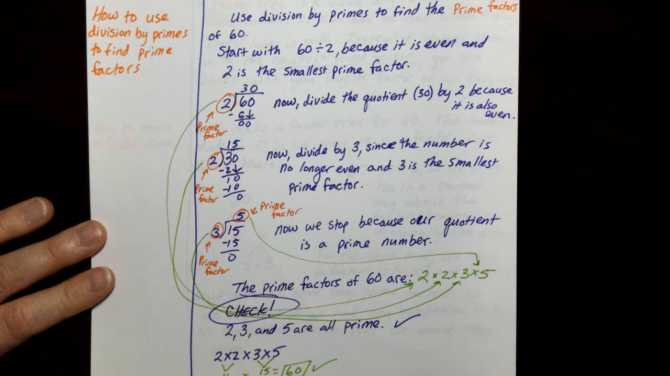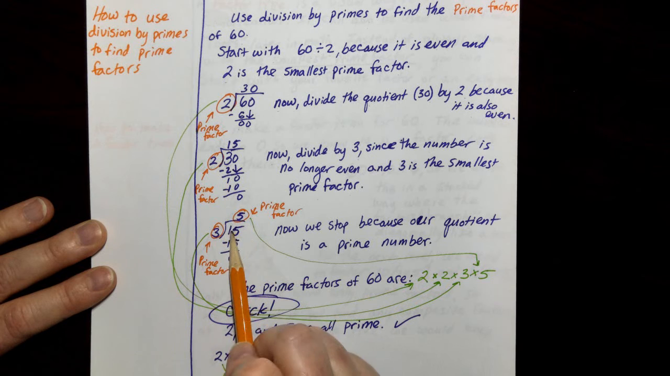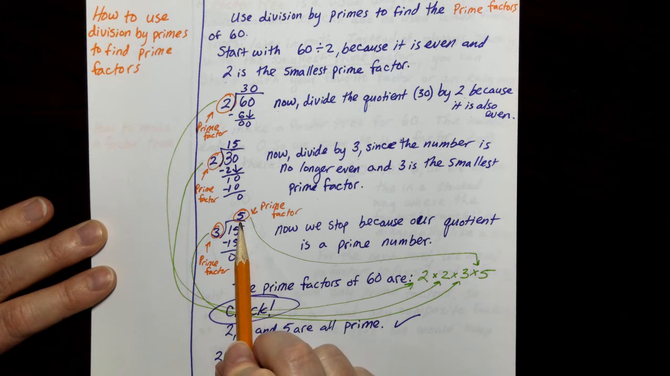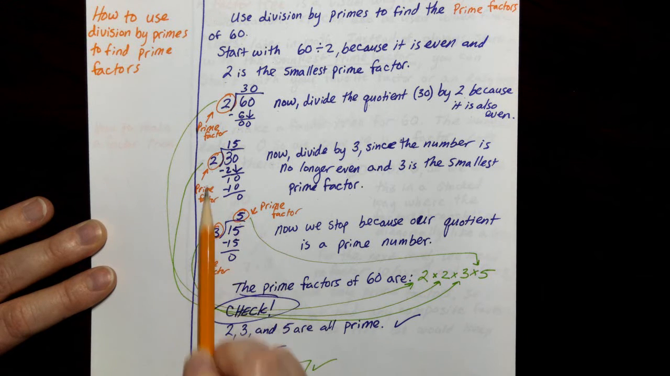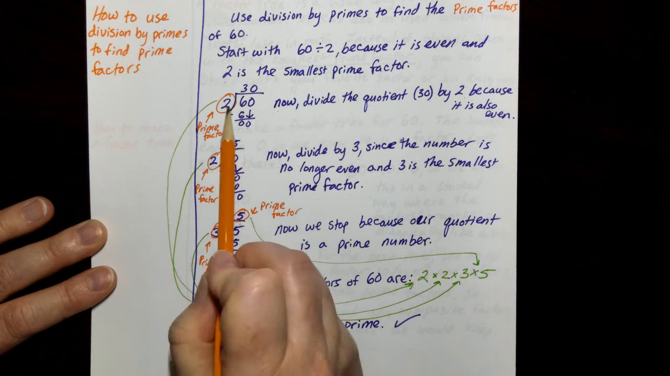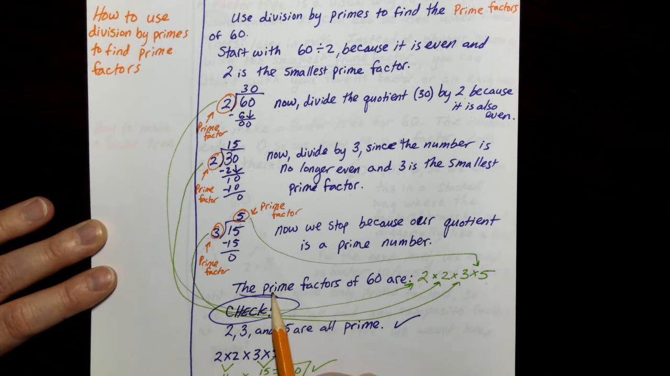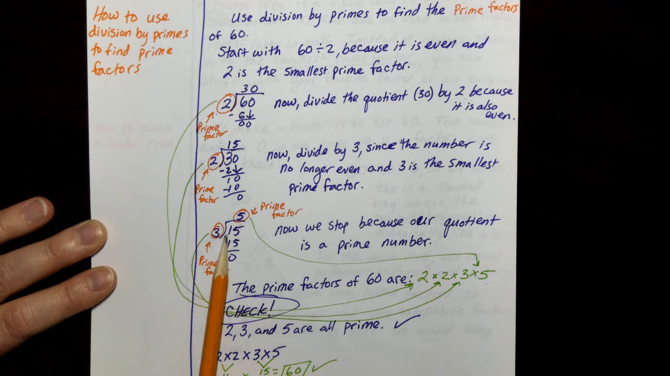We could divide by that next. But the book wants us to use the smallest prime number each time. So we're going to use the 3 because it's smaller than the 5. So 15 divided by 3 equals 5. So we're going to stop because we've come up to just a prime number at the end. So the last step is we're going to take each of these prime numbers that we came up with, all of our divisors, and our final quotient, and turn them into a multiplication product. The prime factors of 60 are 2 times 2 times 3 times 5. All 4 of those numbers are prime.